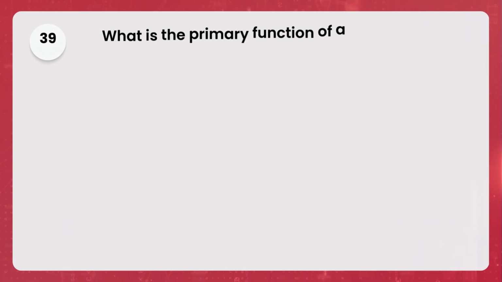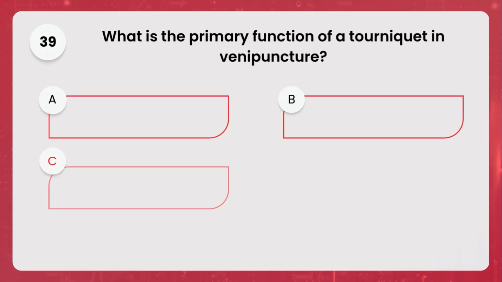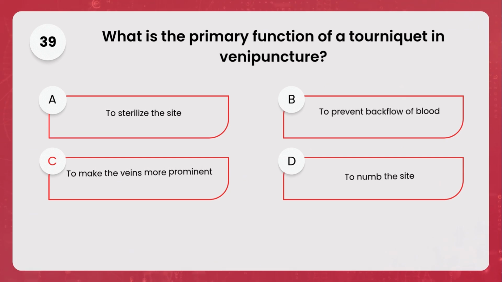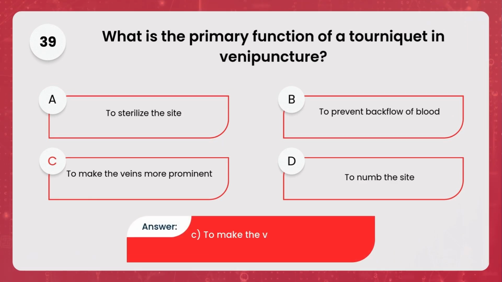Number 39. What is the primary function of a tourniquet in venipuncture? A. To sterilize the site. B. To prevent backflow of blood. C. To make the veins more prominent. Or D. To numb the site. The answer is C. To make the veins more prominent.